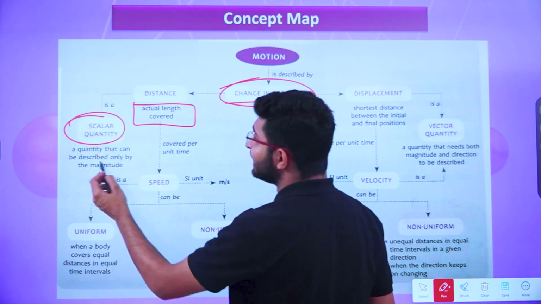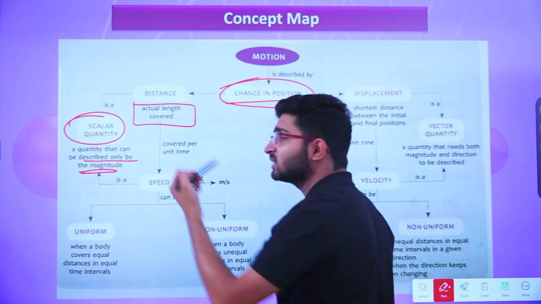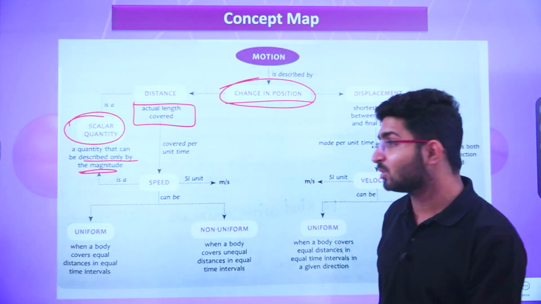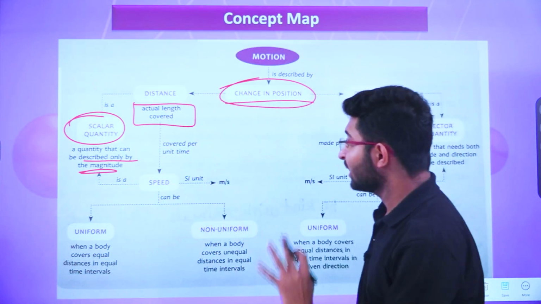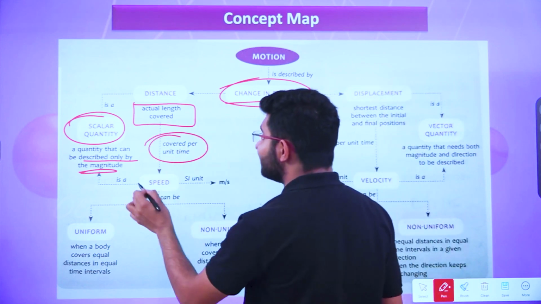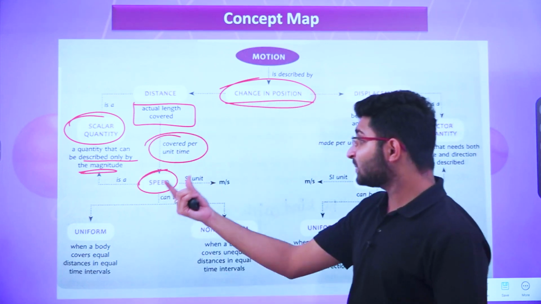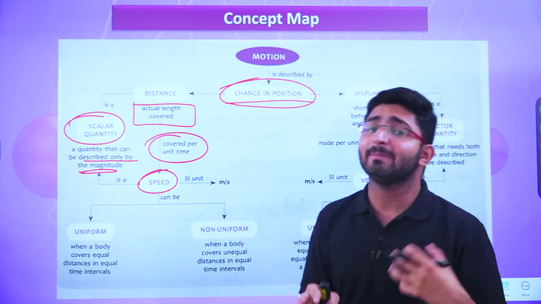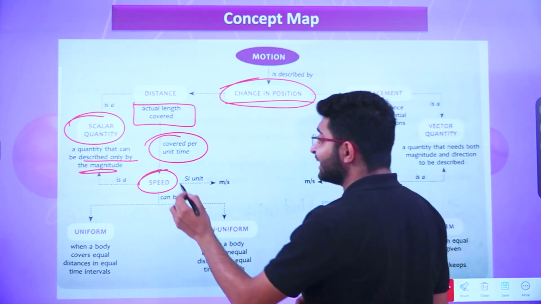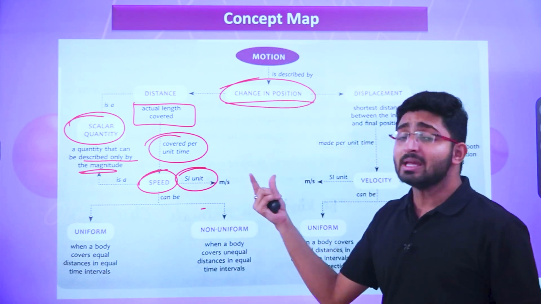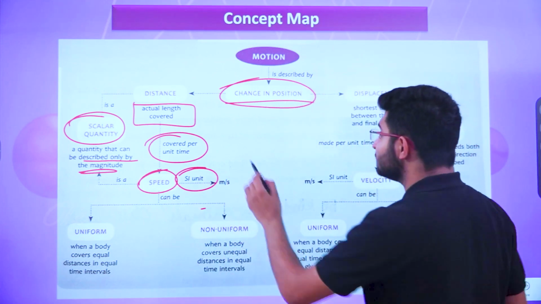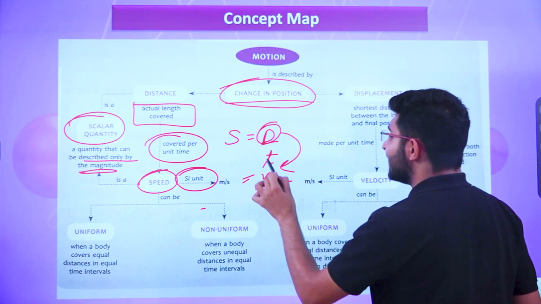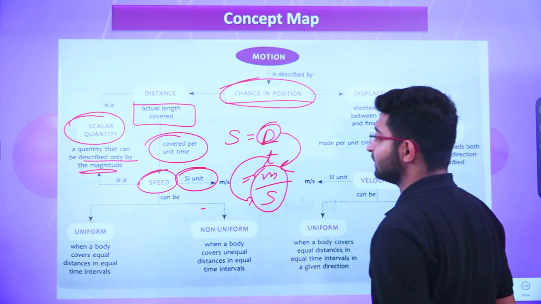Why? Because a quantity that can be described only by magnitude is a scalar quantity, and distance is obviously going to be denoted by its magnitude, and that's why it's a scalar quantity. Now distance covered per unit time is speed. Okay, and speed is also a scalar quantity. Why? Because we are denoting the speed with the magnitude only. Now what will be the SI unit of speed? That will be meter per second. We know that very well, because speed is equal to distance upon time. The SI unit of distance is meter, SI unit of time is second, so it becomes meter per second, right?